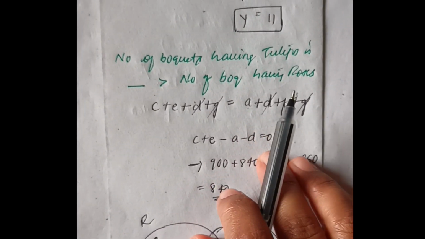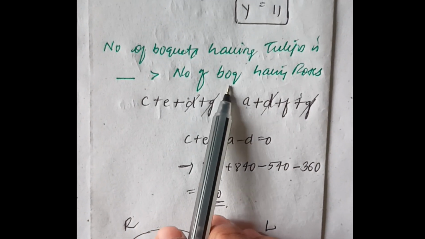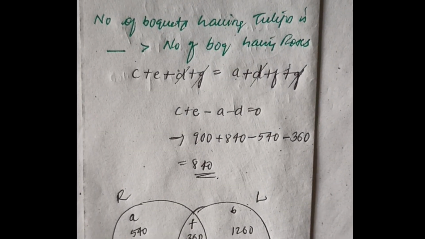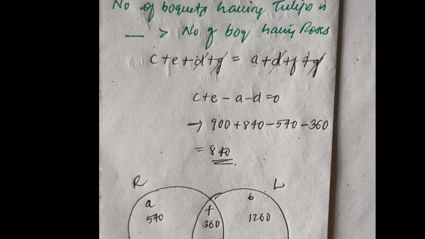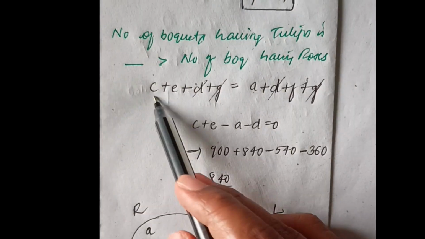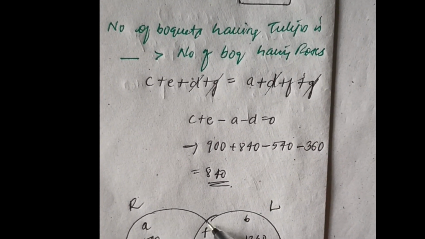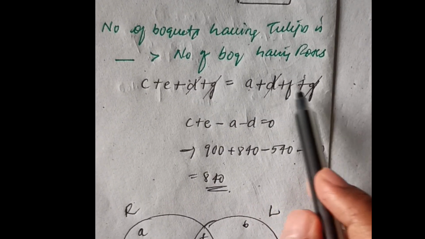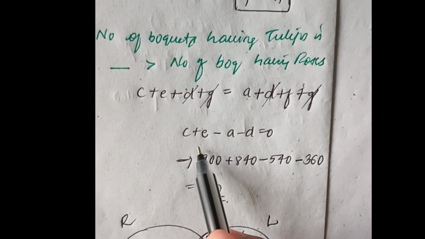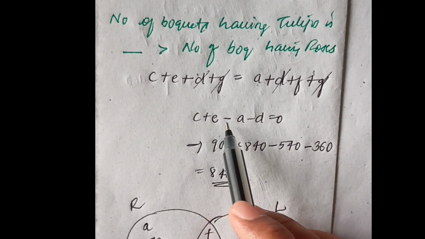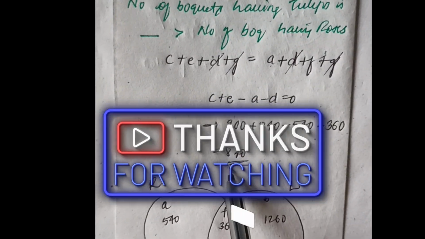Next question. Number of bouquets having tulips is dash more than the number of bouquets having roses. Number of bouquets having tulips is C, E, G, D, and having roses is A, F, G, D. While solving this, D gets cancelled and G gets cancelled. We get C plus E minus A minus F will be equal to the answer. If you substitute all the values, we will get the answer as 840.